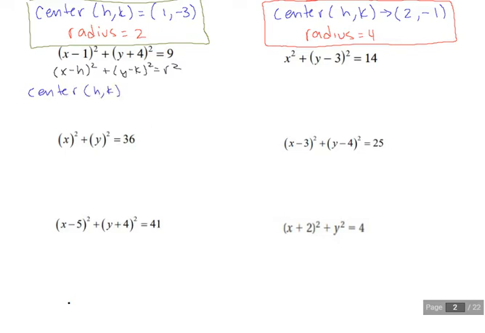Okay, so the center HK, so we have negative h stays negative, so it's just going to be a 1. Negative k changed to a positive 4, so we have to carry an extra negative on the number. R squared is equal to 9. Okay, so r is equal to 3.